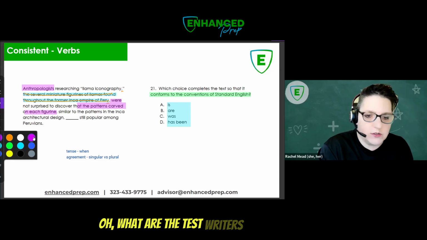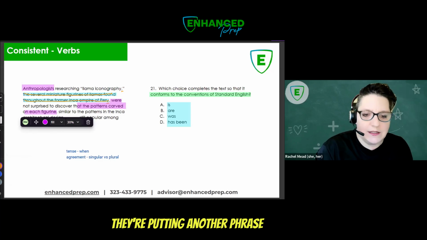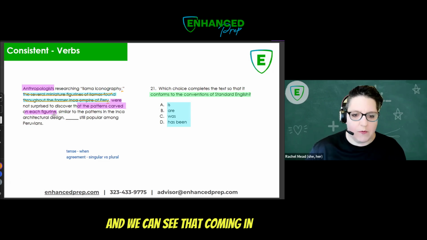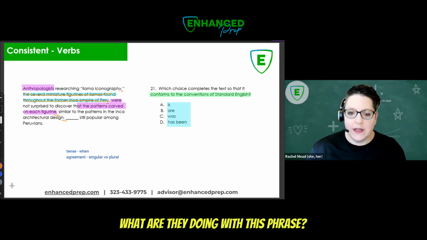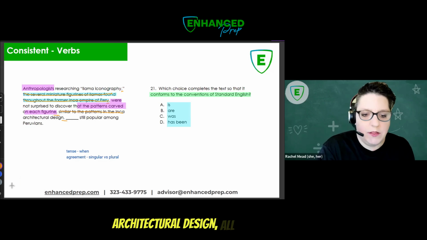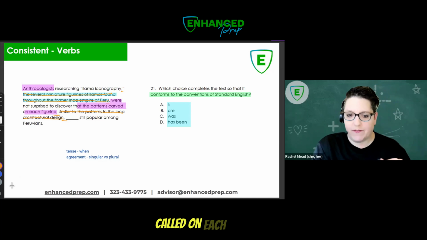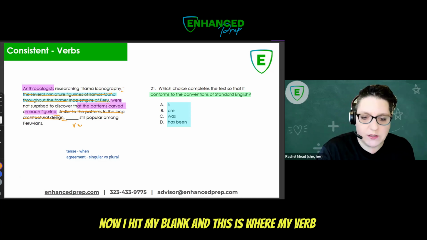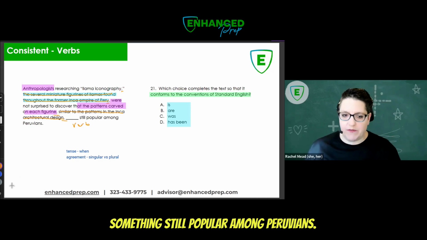Ooh, what are the test writers doing right here for us again? They're putting another phrase inside our commas, and we can see that coming in right here to right here. What are they doing with this phrase? Similar to the patterns in the Incan architectural design, all they're doing is giving me more description about these patterns carved on each figurine. Now I hit my blank, and this is where my verb is going to need to go. Something still popular among Peruvians.